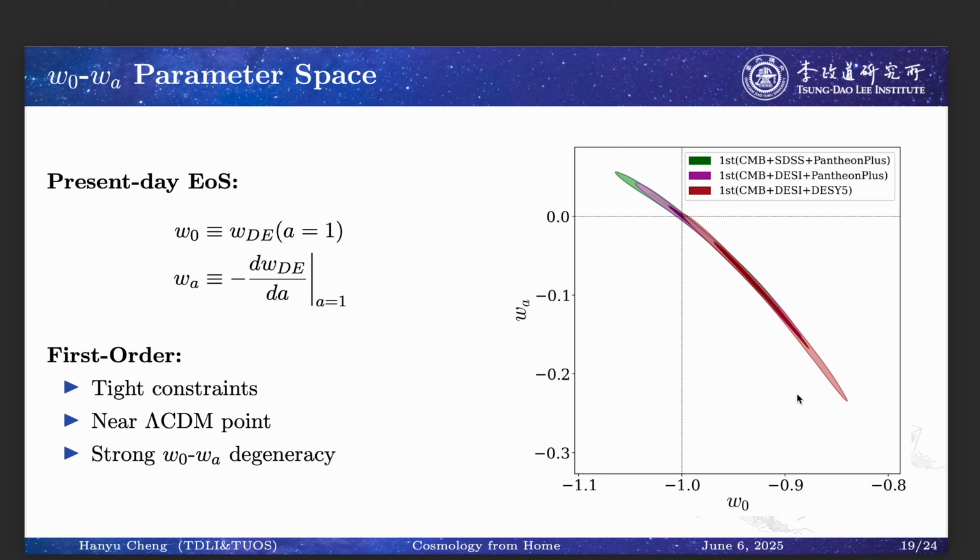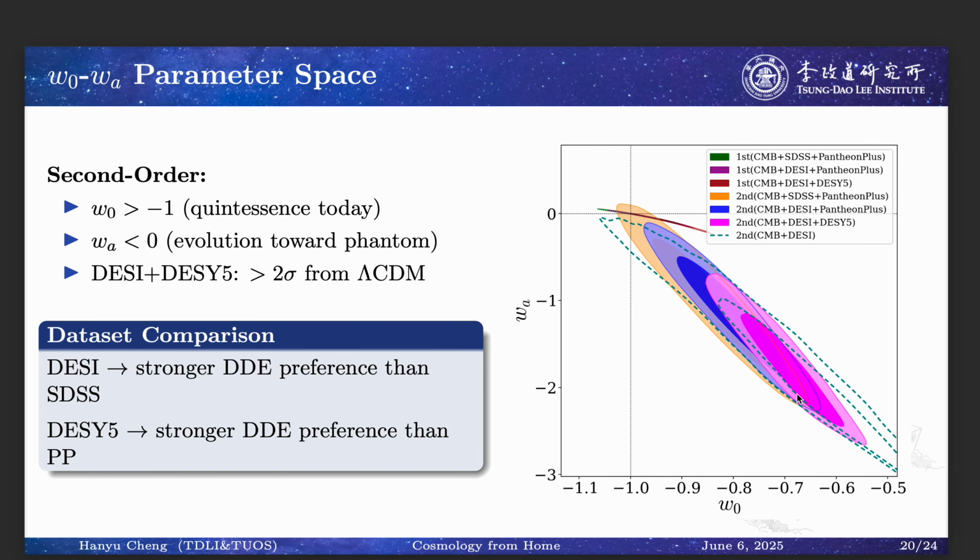We also show the w0, wa plot. The first order model is consistent with lambda CDM, and it has strong degeneracy and tight constraints. For the second order model, this plot is very similar to the CPL case, and it shows more than 2 sigma deviation from lambda CDM. If you compare these different contours, you can find that DESI gives us a stronger preference for DDE than SDSS, and DESI5 gives a stronger preference for DDE than Pantheon Plus.